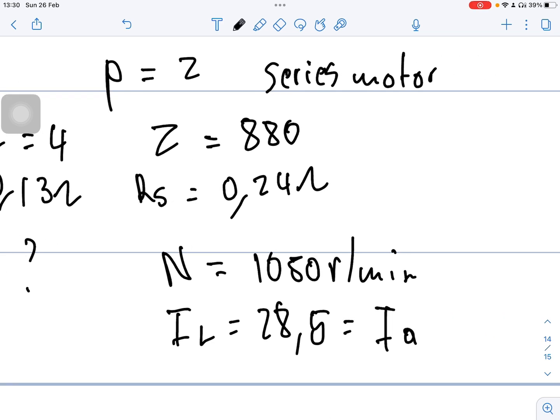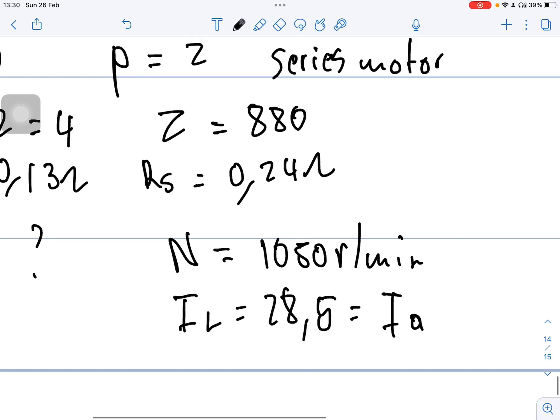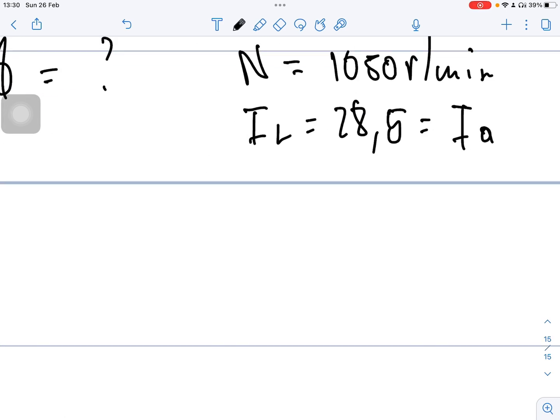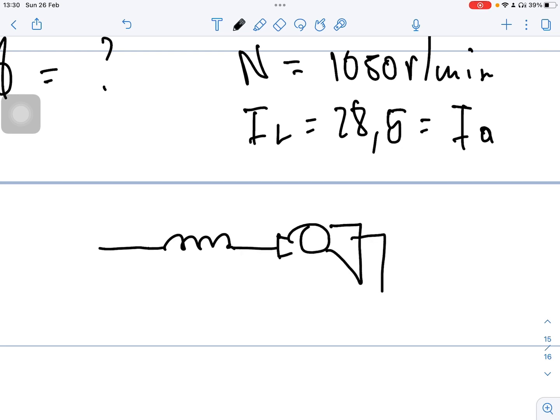I have shown you that the current in a series machine is the same. So you don't have to rack your brain looking for what the armature current is. This is a series motor, and I load is here. This 28.5 amps flows through here, and through here, and through here.